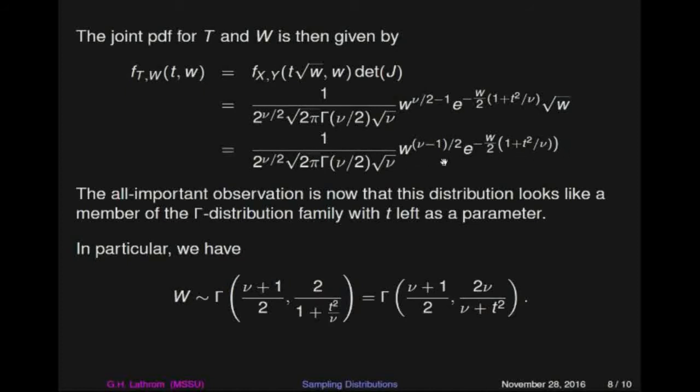Now that looks a little bit messy, but the really important observation is that this distribution actually looks like a member of the gamma family, with t being listed here as a parameter of our family. And so what this means is that W is distributed as a member of the gamma family with alpha equal to nu plus 1 over 2, and beta being 2 over 1 plus t squared over nu.